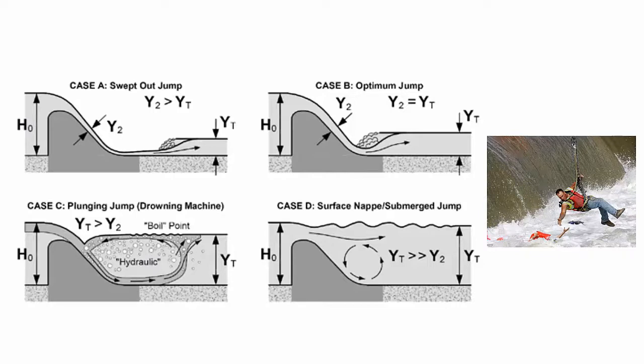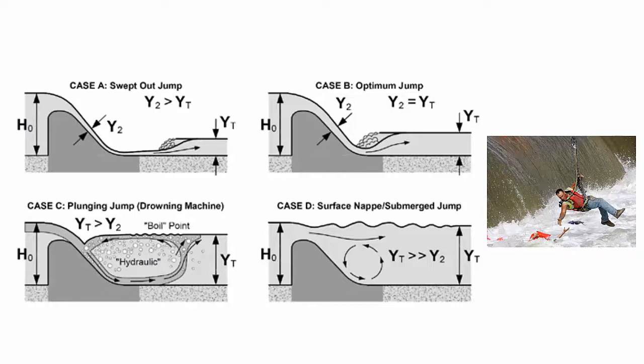In case A, if the predicted downstream level Y2 is less than the actual value Yt, the hydraulic jump will occur some distance away from the weir. In case B, where Y2 equals exactly Yt, the hydraulic jump will occur right next to the weir. We have seen both cases in the previous hydraulic jump experiment. Now, in case C, where Yt is greater than Y2, the hydraulic jump gets submerged by the downstream flow.